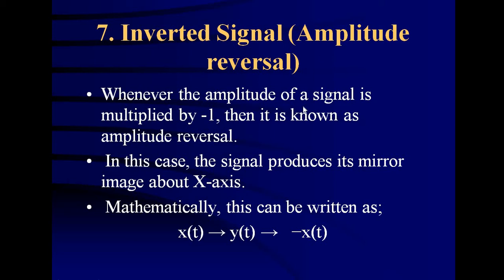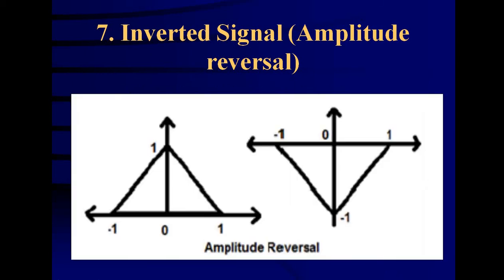In very simple words, flip your signal upside down. Whenever the amplitude of a signal is multiplied by -1, it is known as amplitude reversal. Here the signal will produce its mirror image about the x-axis. As I told you, you have to fold the signal about the x-axis. Just flip the signal upside down. The equation of this is y of t is equal to minus x of t. In case of time reversal, it was x of minus t. But for amplitude reversal, you should call it minus x of t.